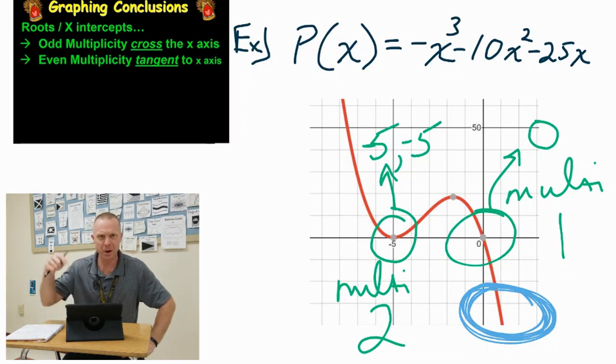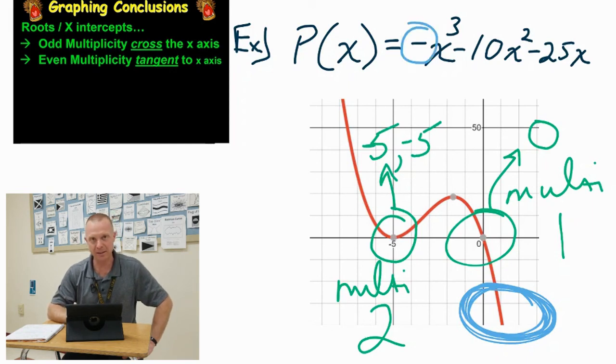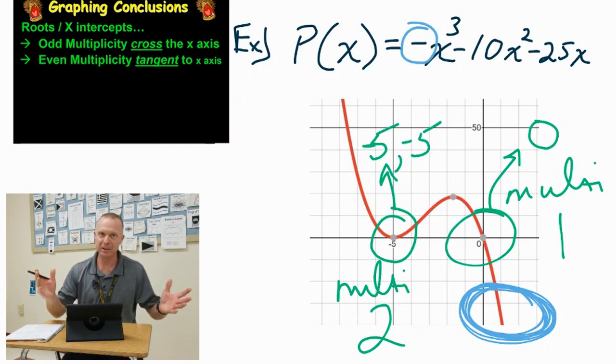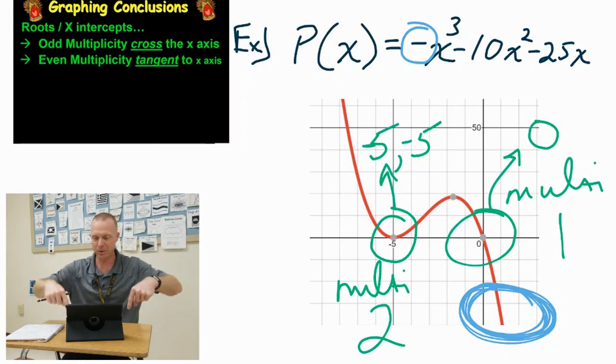You say, but Mr. Eller, it's going down. Yes, I know, but because the graph is going to the right, we say we're going to positive infinity. But yes, it's going down. Now, remember why it's going down? That's because the leading coefficient is negative. Remember, whenever you have a leading coefficient that's negative, it's going to make any graph go down.